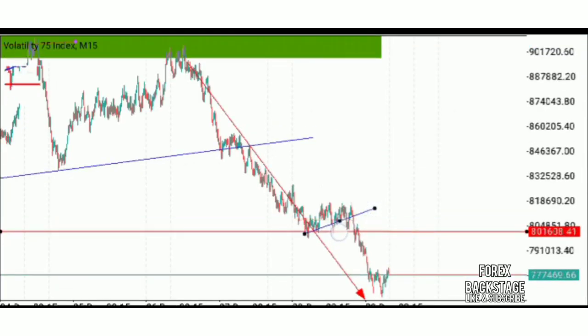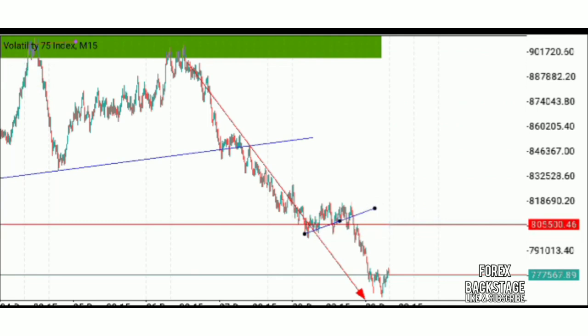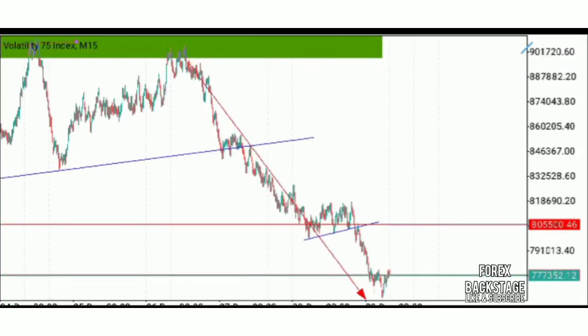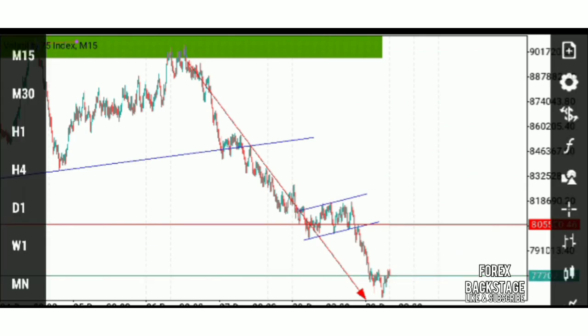So according to the strategy, you could have taken your profits, obviously, due to a previous low, but you could have got another chance to enter again as we have a corrective movement there. This is our bearish flag. Yes, this is our bearish flag.